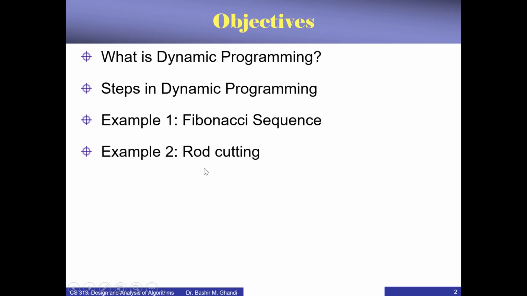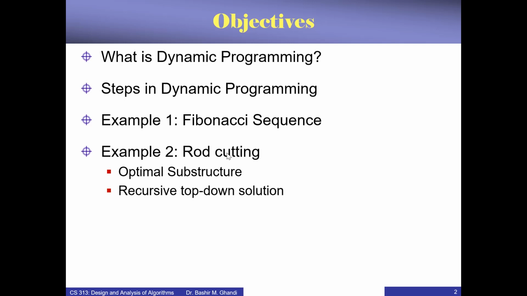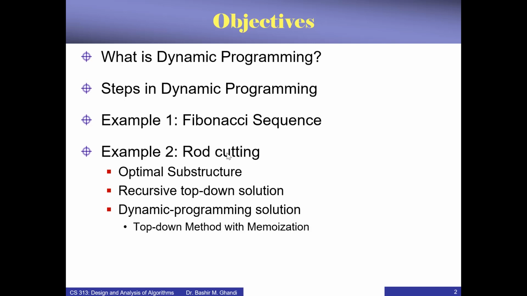And then take our first major example, which is the rod cutting problem. This is the one we're going to use to show in detail all the steps that are normally followed in solving a problem using the dynamic programming approach. Some of the terms I will be listing here may not make sense until we learn about them. We will learn about optimal substructure, recursive top-down solution, and then we look at the dynamic programming solution of the same problem using two approaches, top-down and bottom-up.